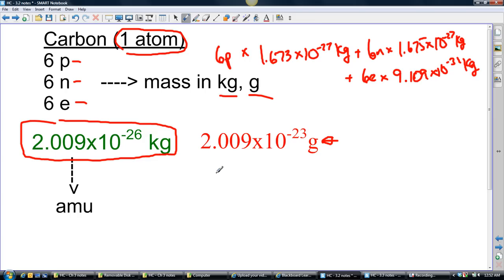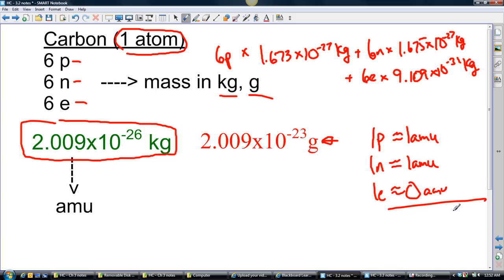Now, to approximate, if you remember what we said on the previous screen, 1 proton is about 1 AMU. So we have 6 protons, 6 AMUs. 1 neutron is about 1 AMU. And 1 electron is essentially 0. So if we've got 6 protons, 6 neutrons, and 6 electrons, we have an approximate mass of 12. It's a lot easier to say the mass of a carbon atom is 12 AMUs than to say it's one of these.